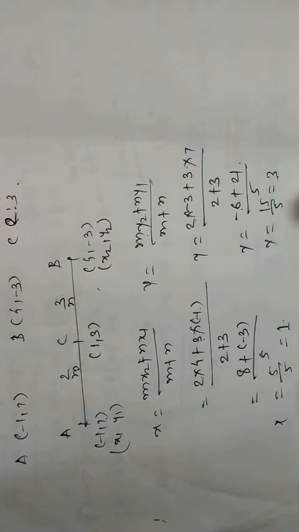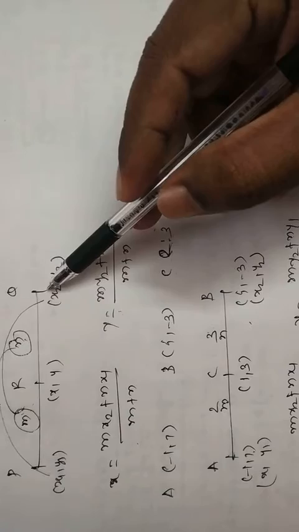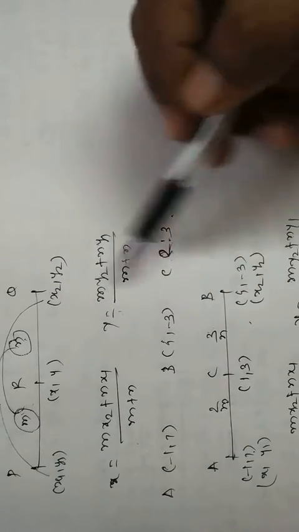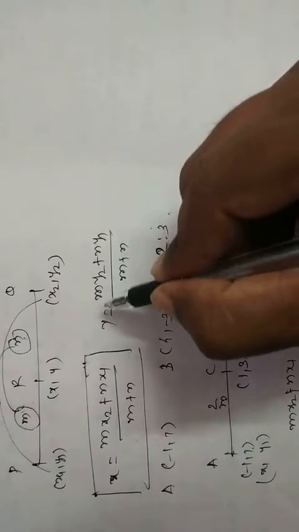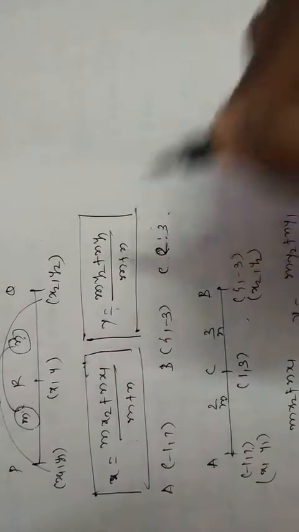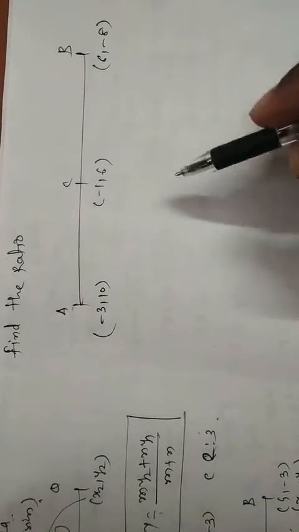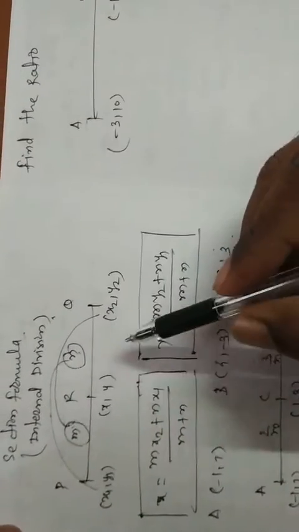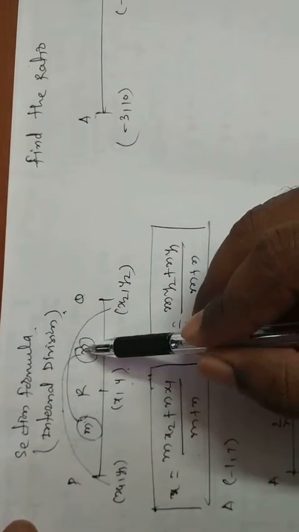This is very simple to understand. You can easily understand it by using this figure. Always draw the figure and take the formula. Just remember: x is equal to (mx2 + nx1) upon (m + n), and y is (my2 + ny1) upon (m + n). Here you can find the coordinate using the ratio form.